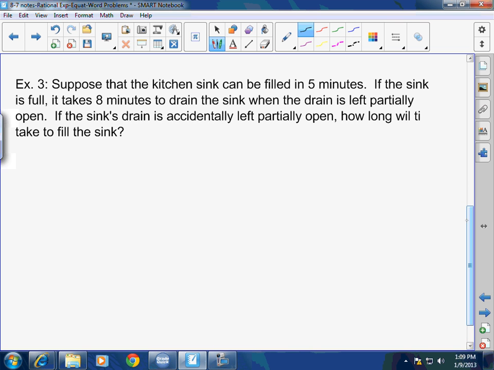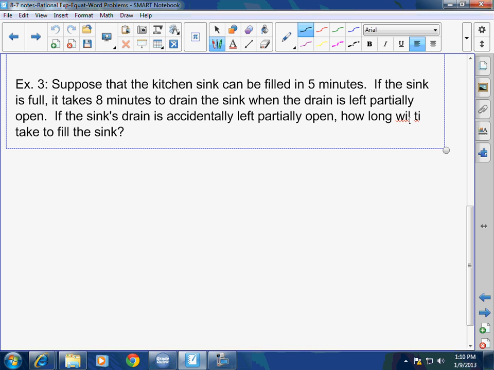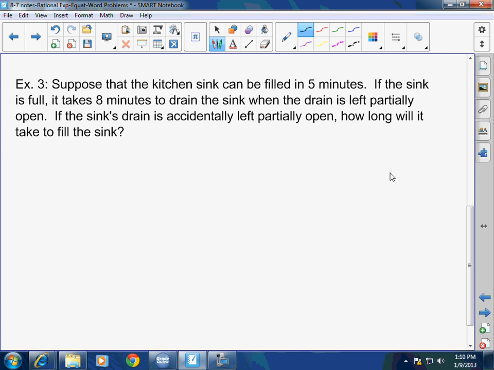If the sink is full, it takes 8 minutes to drain the sink when the drain is left partially open. If the sink's drain is accidentally left partially open, how long will it take to fill the sink? Sorry, guys. Thank God I'm a math teacher and not an English teacher, right?